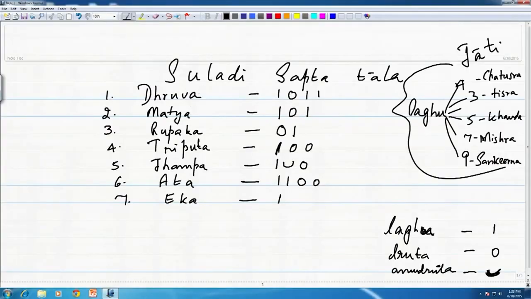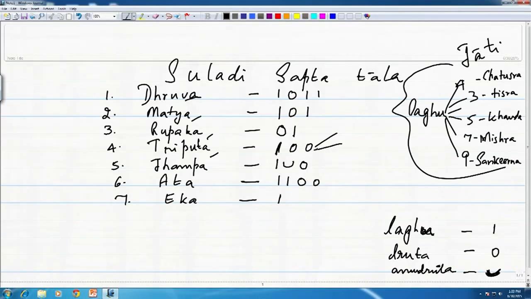These are the jatis. And each of these Suladi Saptatalas, Dhruva, Matya, Rupaka, etc., each of them can be combined with any of these jatis. So again, to take Triputa Tala, as I just mentioned, we can have Chatushra Jati Triputa Tala or Tishra Jati Triputa Tala or Khanda Jati Triputa Tala, etc. So also with Dhruva, we can have 5, Matya 5, Rupaka 5, Jumpa and so on.